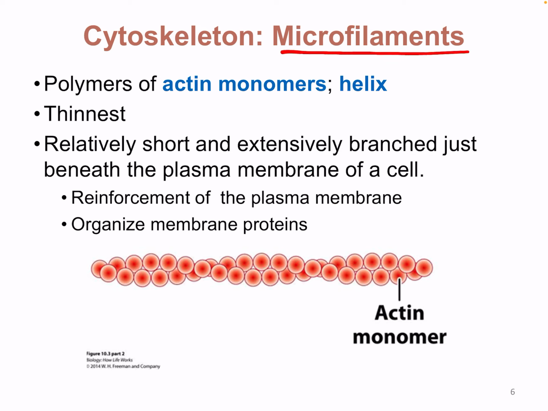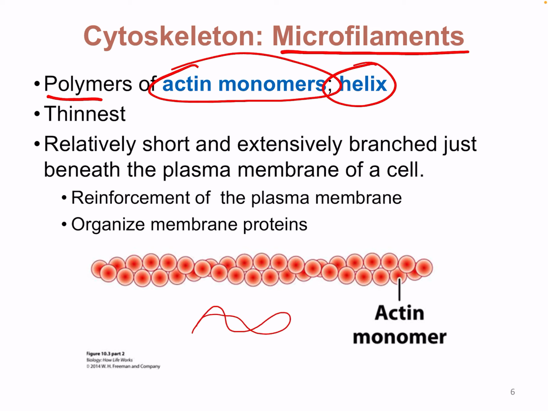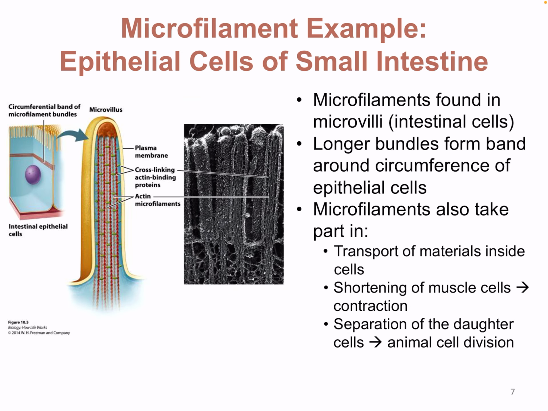So the microfilaments. Microfilaments are polymers of actin monomers in the form of a helix. We can see that helix structure here. That's a very bad version of it. These are the thinnest components of our cytoskeleton. They are relatively short and extensively branched just beneath the plasma membrane of a cell. Microfilaments are important in reinforcement of the plasma membrane and help organize the membrane proteins.